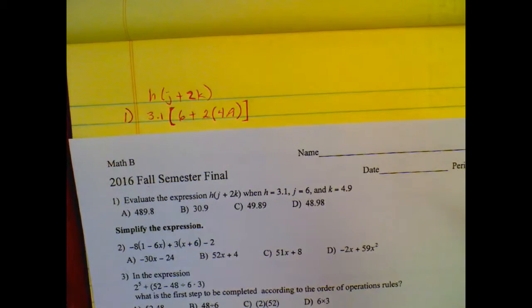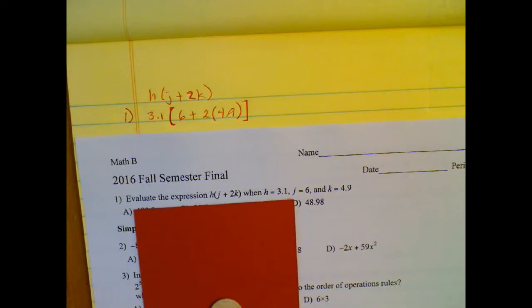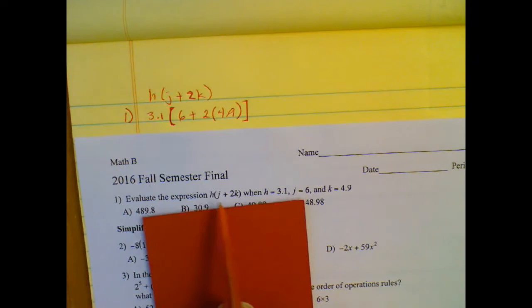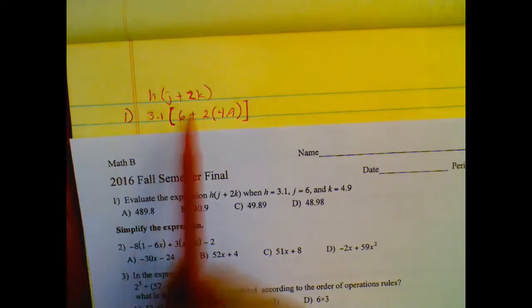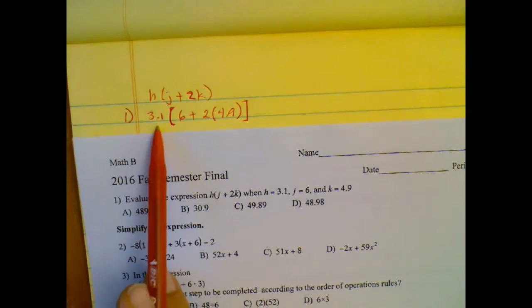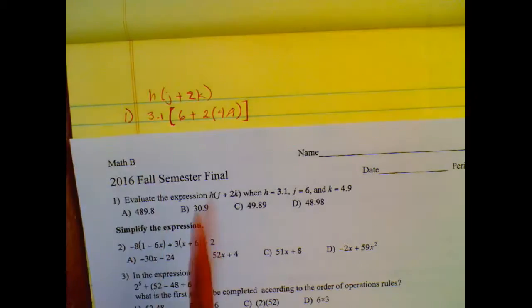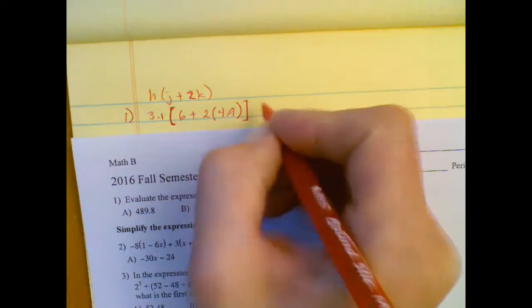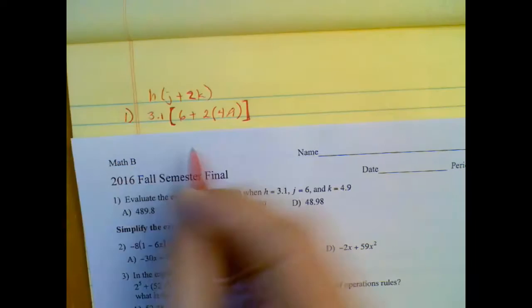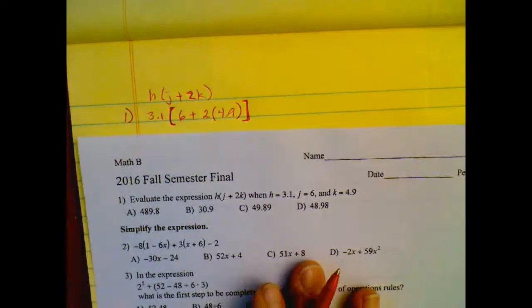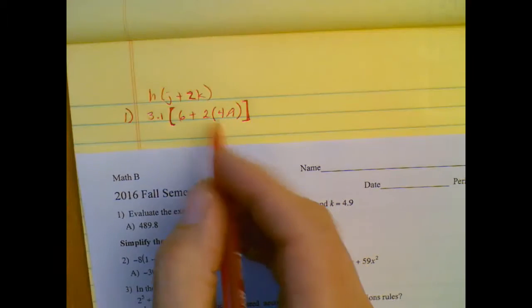First question is evaluate the expression h times the quantity j plus 2k when h is 3 1/10, j is 6, and k is 4 9/10. Right above here, I wrote in the expression and I plugged in the values. And because I have two grouping symbols here, I'm going to try and make the second set of grouping symbols look a little different. So now I'm just going to apply order of operations.